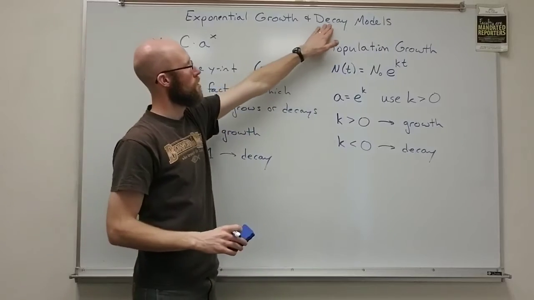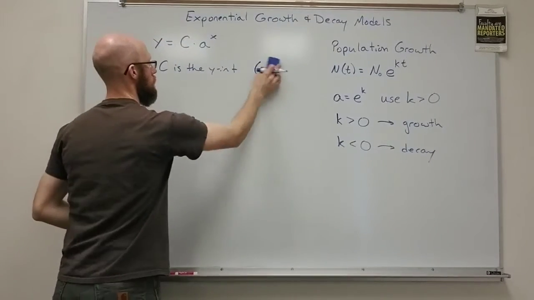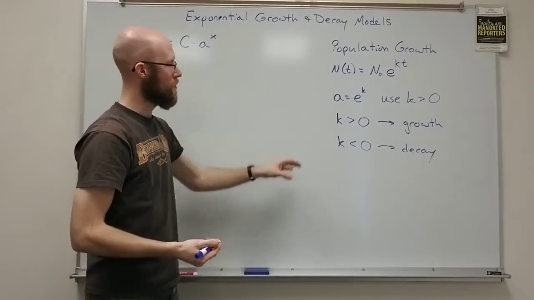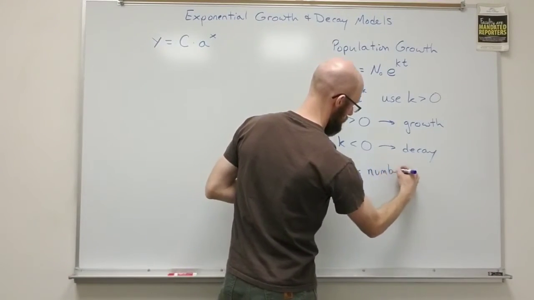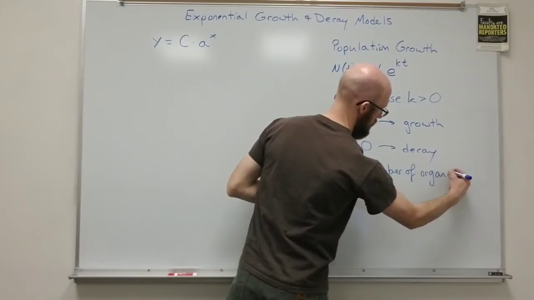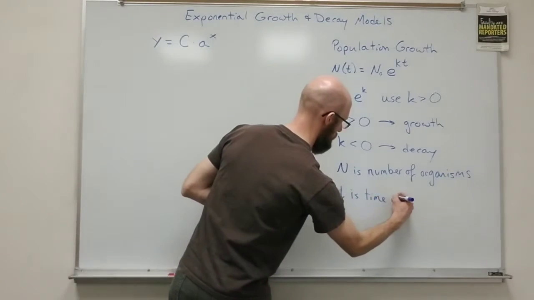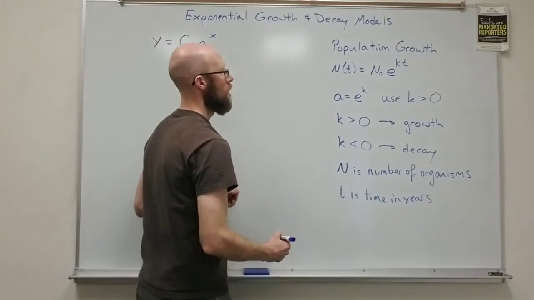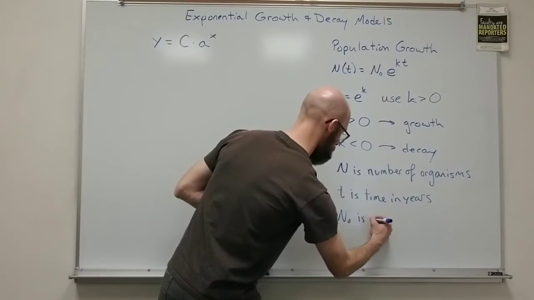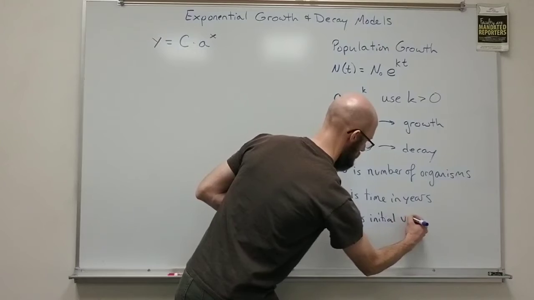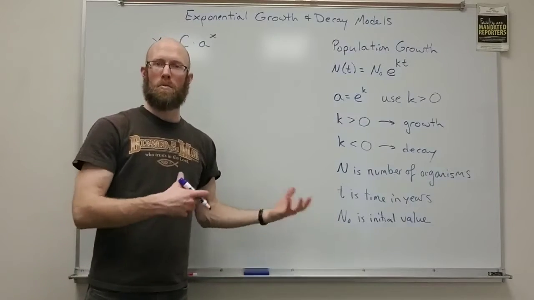Now, for decay models, rather than using the same variables, we're going to change things up a little bit. So going back to this population growth, just defining everything: N is number of organisms, t is time in years, and N sub 0 is the initial value. That's your starting point. And of course the k determines your growth rate.